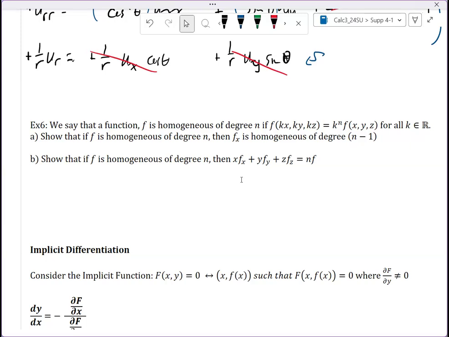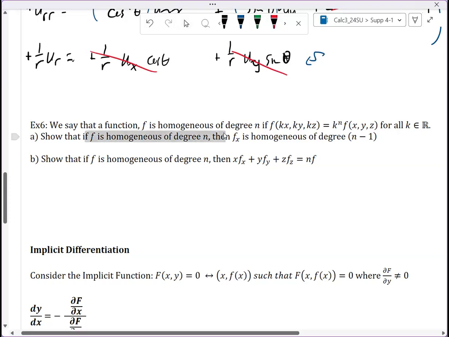So think of something like x squared plus y squared plus z squared being homogeneous of degree 2, or like square root of x squared plus y squared plus z squared being homogeneous of degree 1. Right. So another way of looking at it is if we stretch the input vector by a factor of k, the output gets magnified by a factor of k to the n power. Okay.